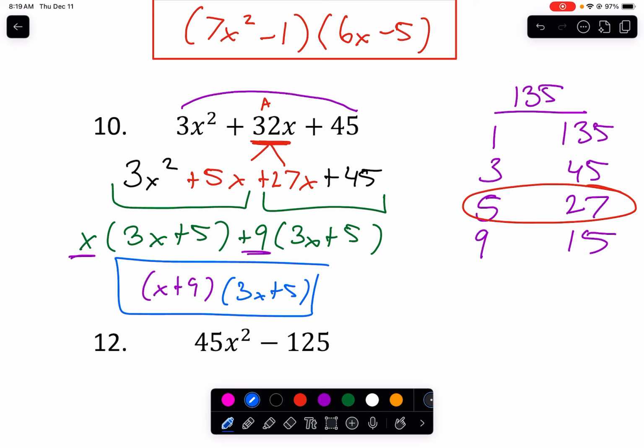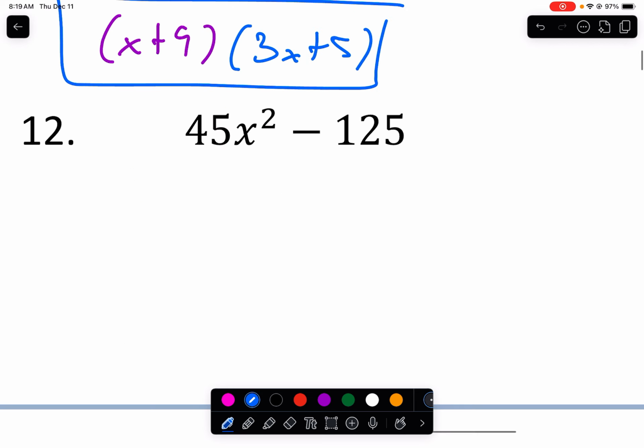Let's see, next up. First thing I look for, of course, is a GCF. Let's see, 45 and 125. Let's see, we can definitely do a 5. If I did a 5, we get 9, 125 divided by 5. Yeah, okay, so my GCF here is going to be a 5. So I end up with 9x squared minus 25.